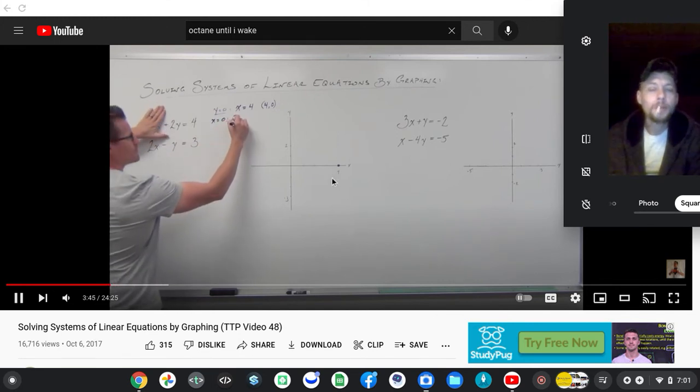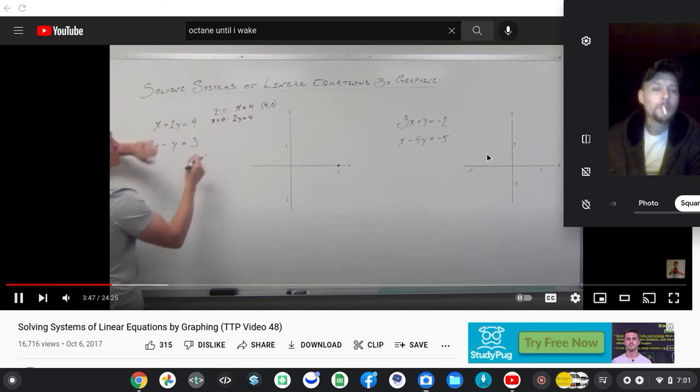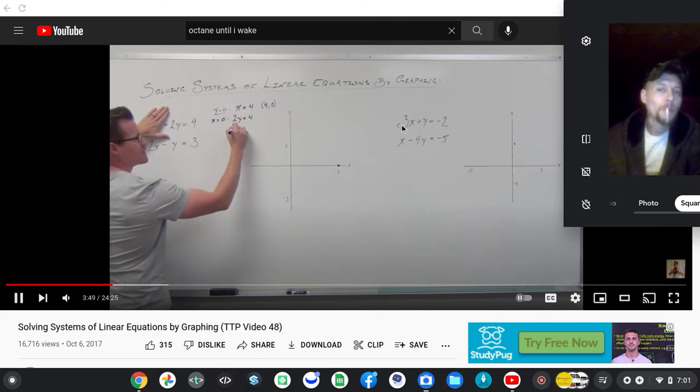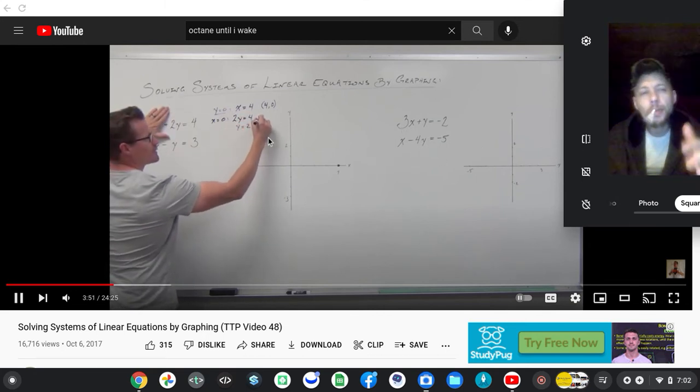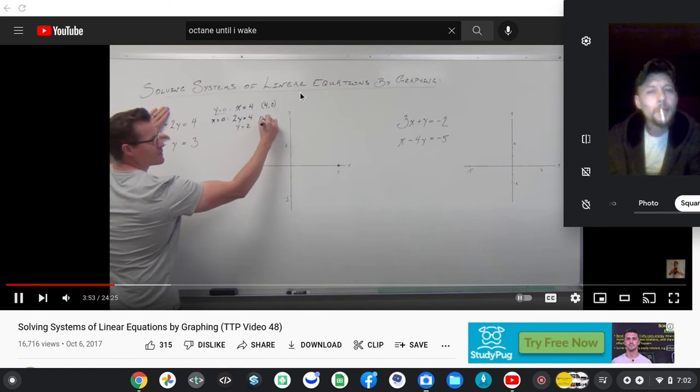By covering up, I mean if we're plugging in 0, that whole term is disappearing. We get y equals 2. That gives us a y-intercept of 0, 2.